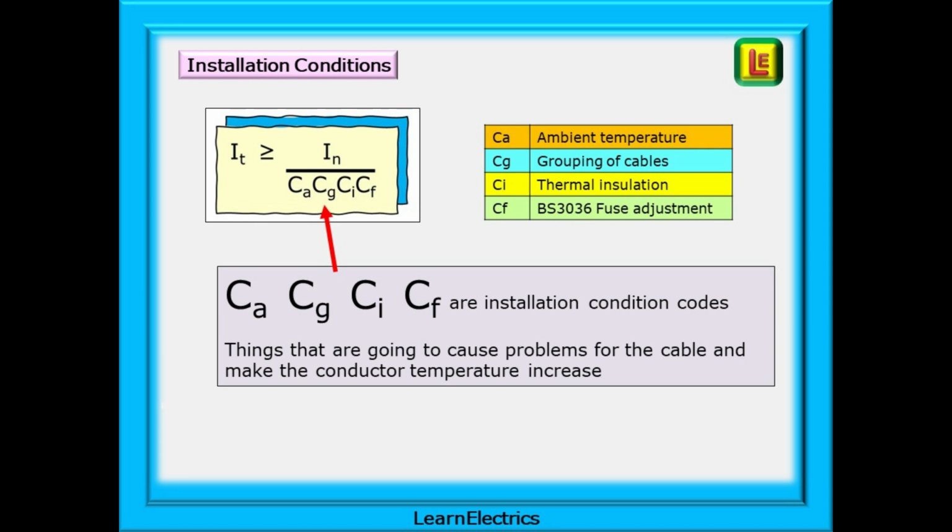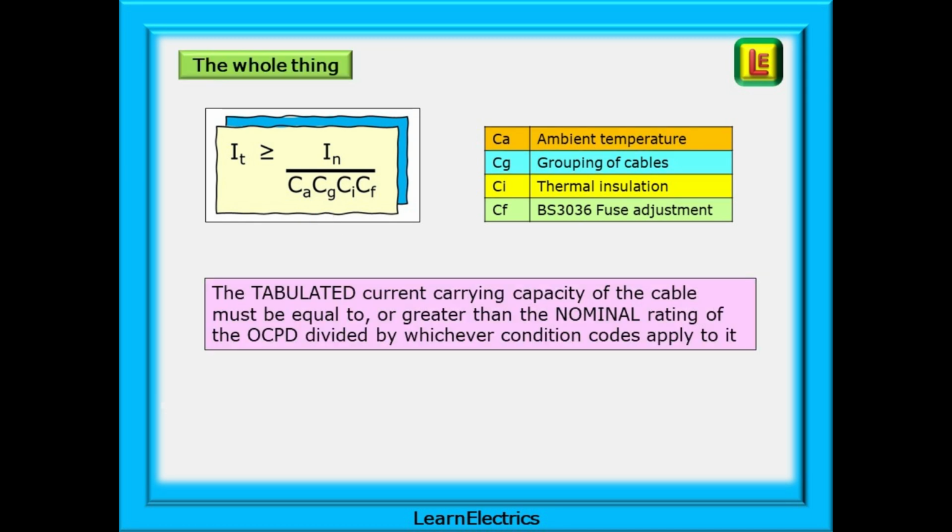Then we come to the installation conditions. The four most common are shown here, and there are more shown in the wiring regulations book. These are things that are going to cause problems and make the conductor temperature increase. They tell us by how much the cable must be derated to compensate for the conditions. The whole thing then. The tabulated current carrying capacity of the cable must be equal to or greater than the nominal rating of the OCPD divided by whichever condition codes apply to it. And we will work through some examples very soon.